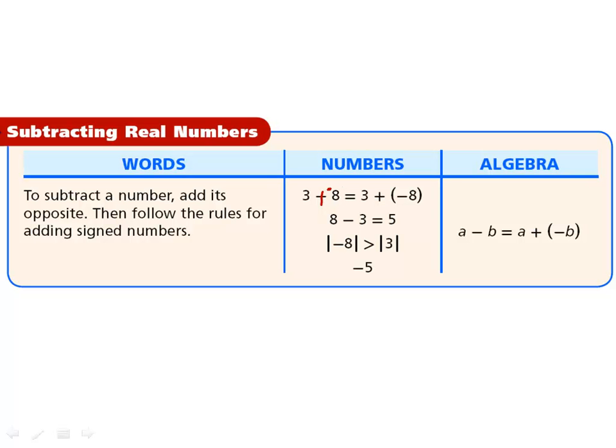Okay, now we can follow the same rules we did with adding two numbers that have opposite signs. So 3 plus negative 8 is negative 5, because we have more negatives than positives. So we found the difference between 8 and 3 is 5. It's got to be negative because of that.